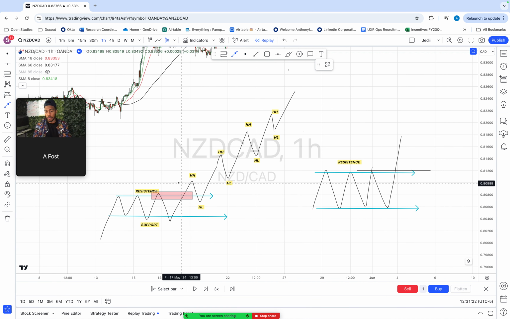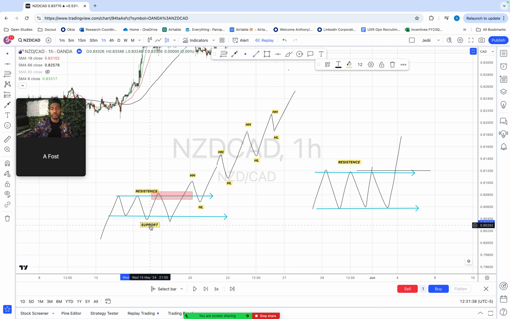So then you would look for another resistance level right here. Same type of resistance at the top here. Remember, the mountain peaks and then the valleys. The peaks are resistance, the valleys are support. Or like I said, you could call it roof and floor if you'd like.